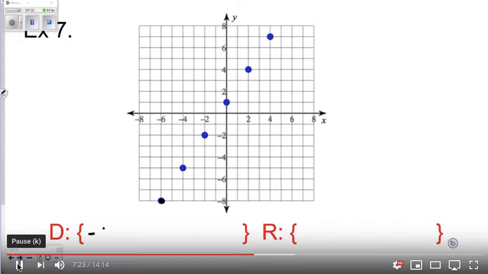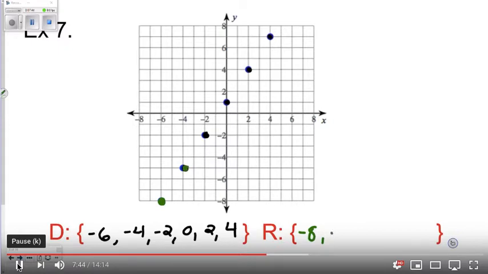Then for the next one, you're going to work your way from left to right again. So just write down every x value that goes with your point from left to right. You want them in order from smallest to greatest. And then you're going to do the same thing with your y values for the range, working your way from the bottom to the top.